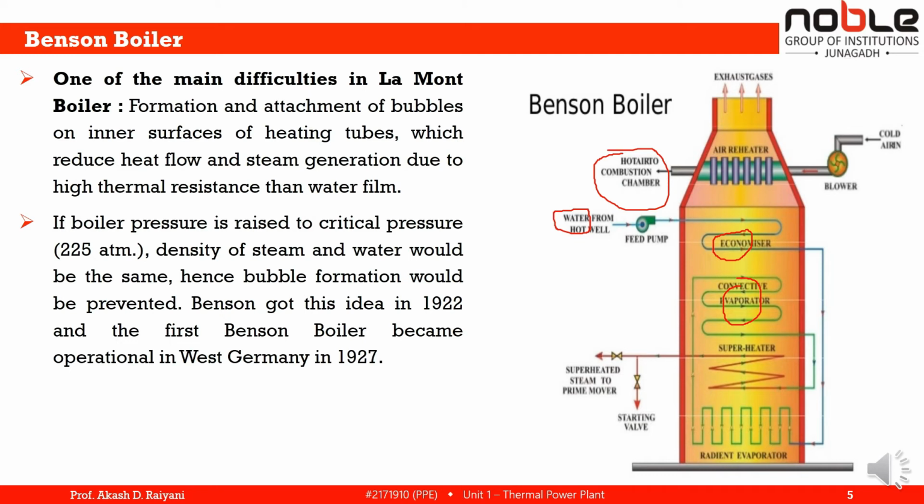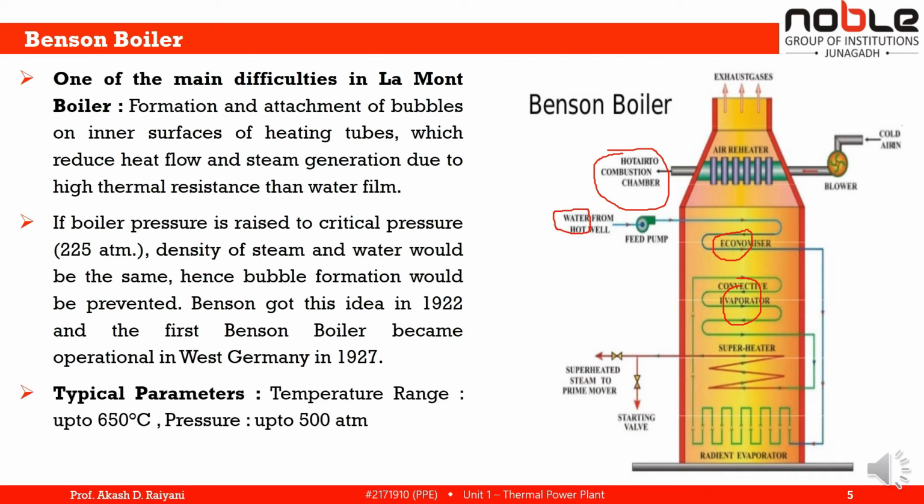The steam is then supplied to the superheater for the superheating process. Then the superheated steam is supplied to the steam turbine. The typical parameters of this boiler: the temperature range is up to 650 degrees centigrade and the pressure up to 500 atmosphere. The steam generation capacity is 150 tons per hour.